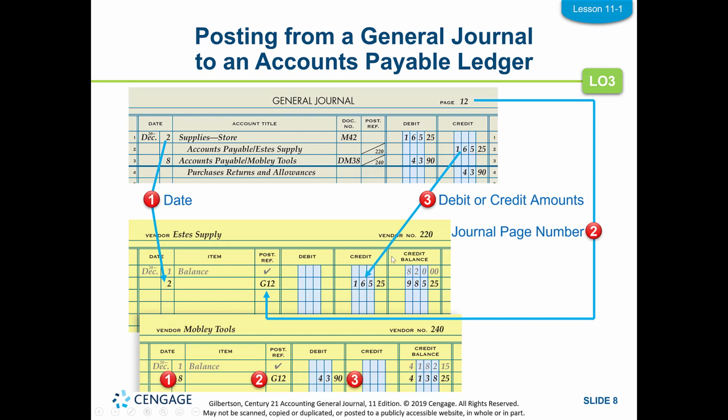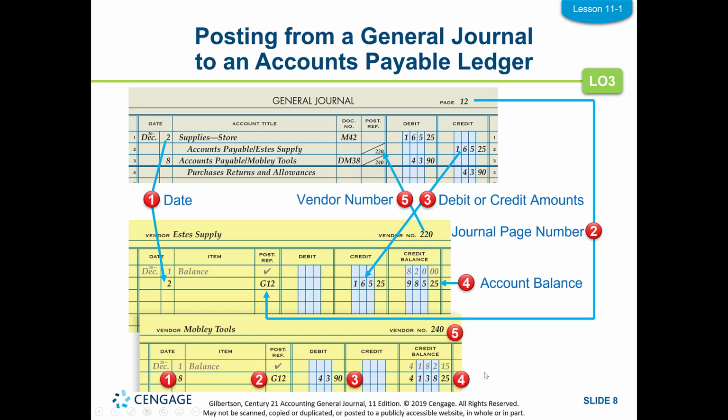And then I'm going to grab the amount. The $165.25 is going to be here as a credit. It originally had a credit balance, so I'm going to add those two together to get my new balance of $985.25. Now we'll do the same thing for Mobley. You can see here for Mobley, we'll get the date of the 8th, G12, and then we are going through and debiting $43.90. It originally had a debit balance, so we're going to go through and subtract.